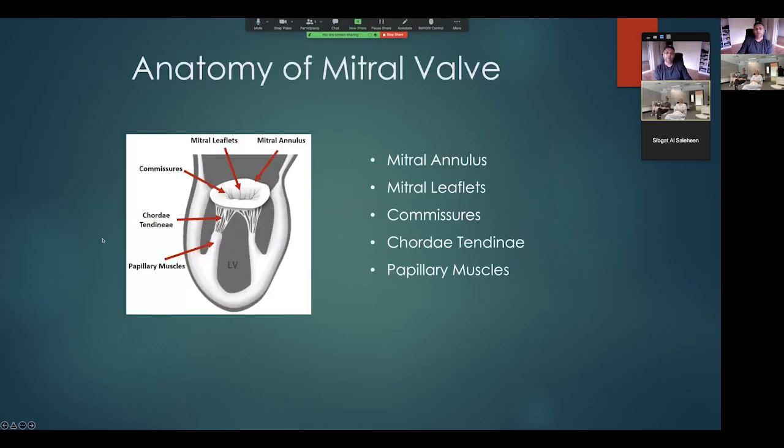So the mitral valve has 5 components. Mitral annulus: you can see there's a round structure. After that, there are 2 leaflets, anterior and posterior, and 2 commissures. Then there's the chordae tendineae, which are attached to the papillary muscles, which are attached to the LV endocardium. We'll talk about all the structures one by one.